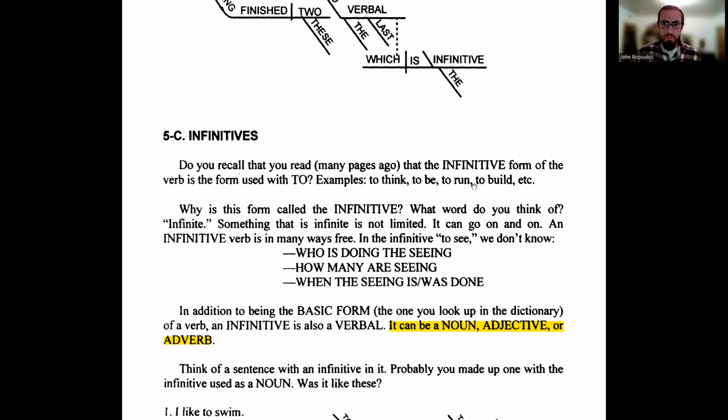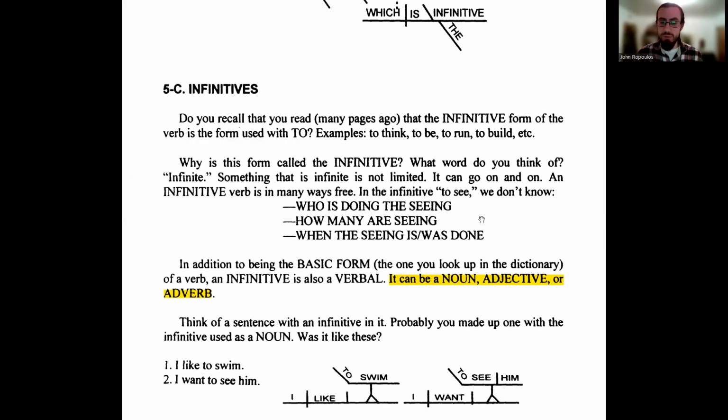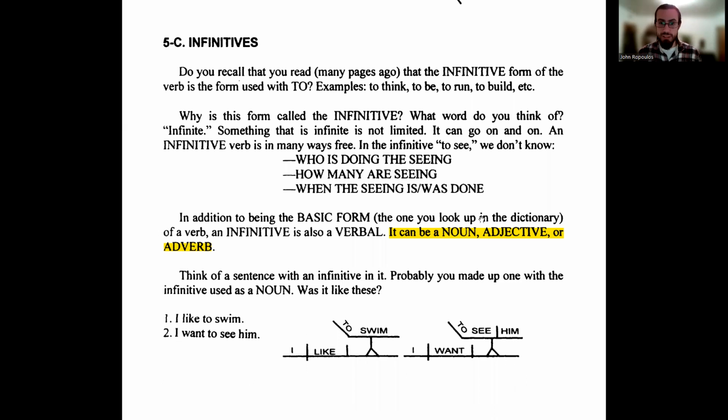So what do we mean? Right? If I have the verb to see, I don't know who's doing the seeing. I don't know how many people are seeing, and I don't know the tense, the time of when that seeing is taking place. Is it in the future, the present, the past? We don't know. It's just to see. In addition to being the basic form, the one you look up in the dictionary. So if you open any dictionary, you'll see this infinitive of a verb.